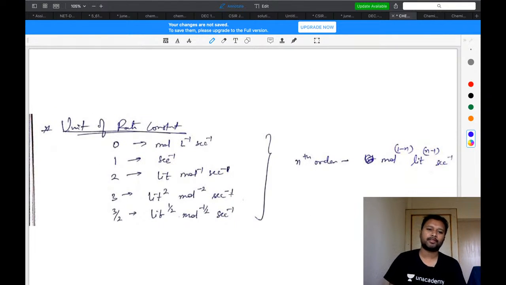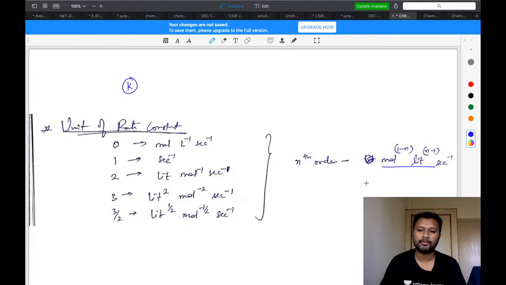Now the next thing is the unit of rate constant. Rate constant is denoted by K, and the unit of K plays a very important role in identifying which order reaction they are talking about. For zeroth order reaction, the unit is moles per liter per second. For first order reaction, it's second inverse. For second order reaction, it's liter per mole per second. For third order reaction, it's liter square per mole square per second. For any fractional order, it is given like this.